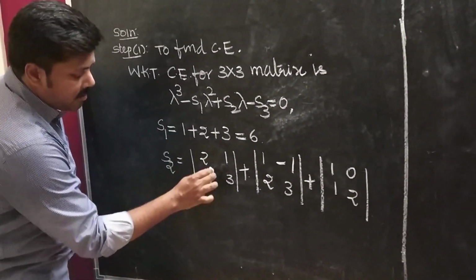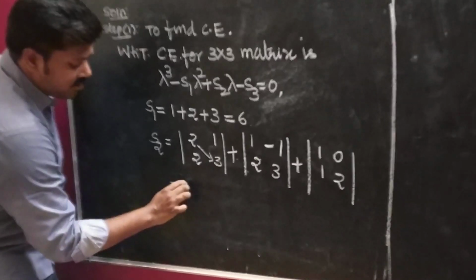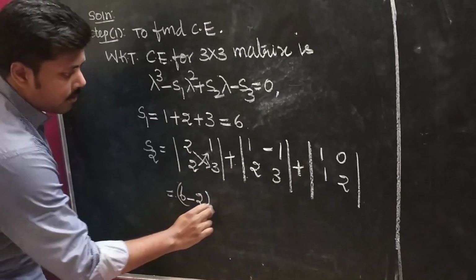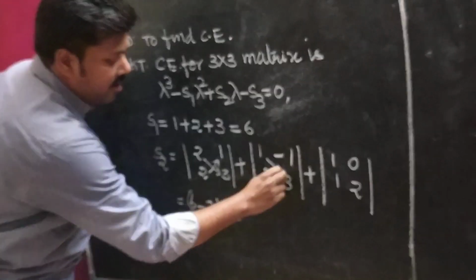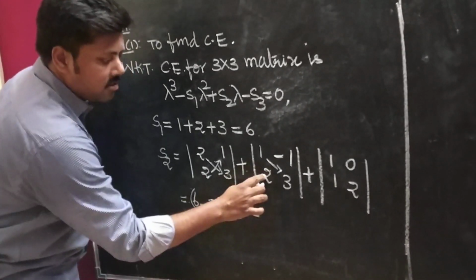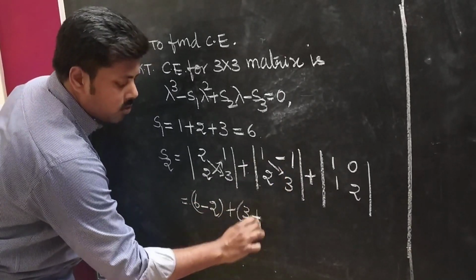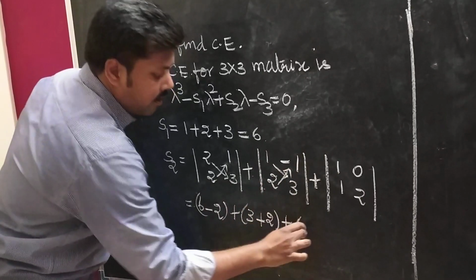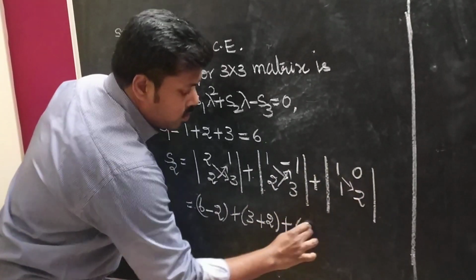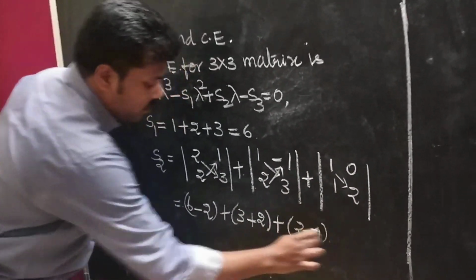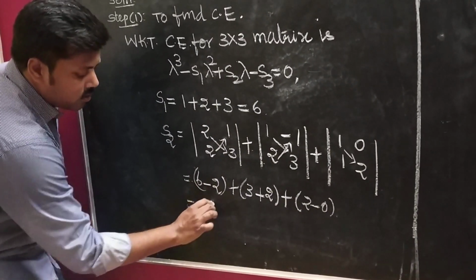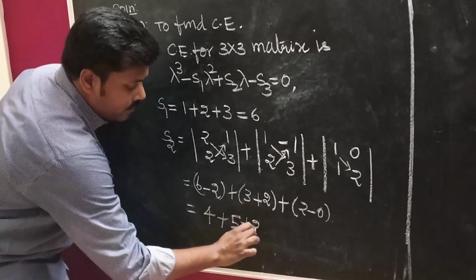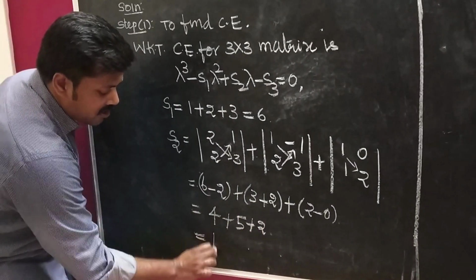So how much? Determinant expansion: 2 into 3 is 6 minus 2 into 1 is 2, plus 1 into 3 is 3 minus 2 into minus 1, minus into minus is plus 2, and then 1 into 2 is 2 minus 1 into 0 is 0. So 6 minus 2 is 4, 3 plus 2 is 5, plus 2, so 9 plus 2 is 11.